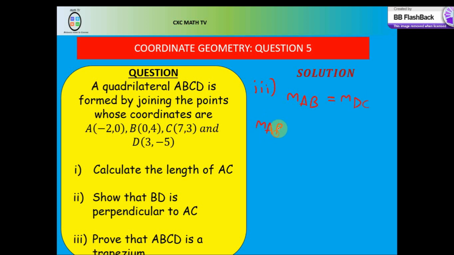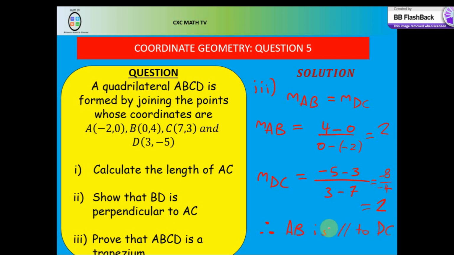Now the gradient of AB is y2 minus y1 over x2 minus x1, that's positive 2. Then the gradient of DC is y2 minus y1, negative 5 minus 3, over x2 minus x1, which is negative 8 over negative 4, which is positive 2. Since the gradients are the same, therefore AB is parallel to DC.